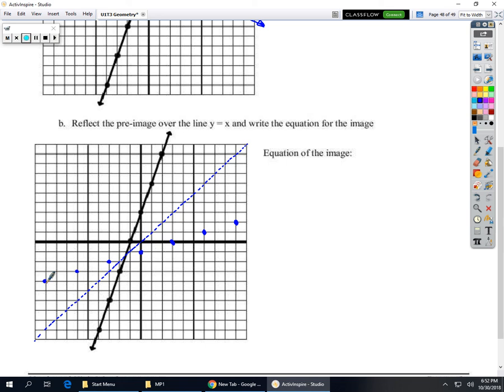Just making sure the line looks good. All right, I think it's all right. Connect the line. It has now been properly reflected over y equals x. Now to write the equation.